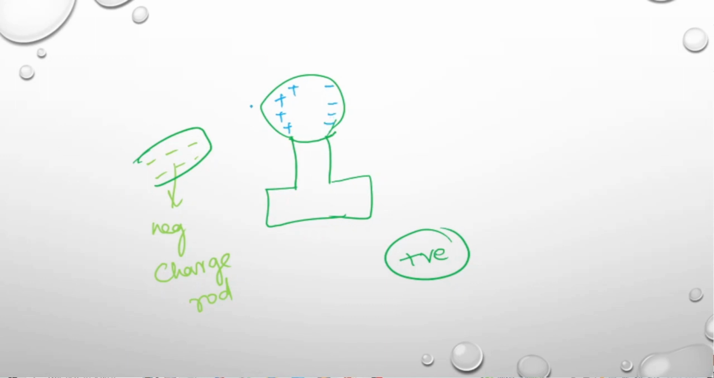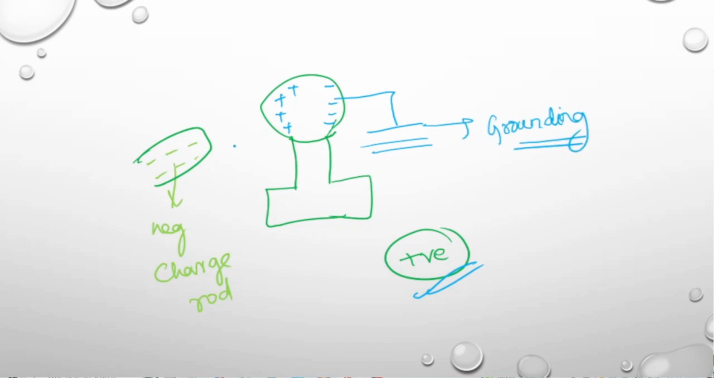Now according to the question, they have asked me to collect the positive charge. That means the negative charge can be removed by grounding. What do you mean by grounding? Sending the extra charges to the earth surface. Usually this grounding setup can be seen in our houses.